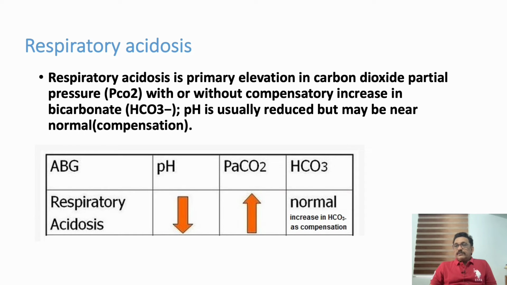It will never cross to the opposite side. That means more than 4 to 4.5 it will never come. It will always be towards less than 4, 3.5 to 4.